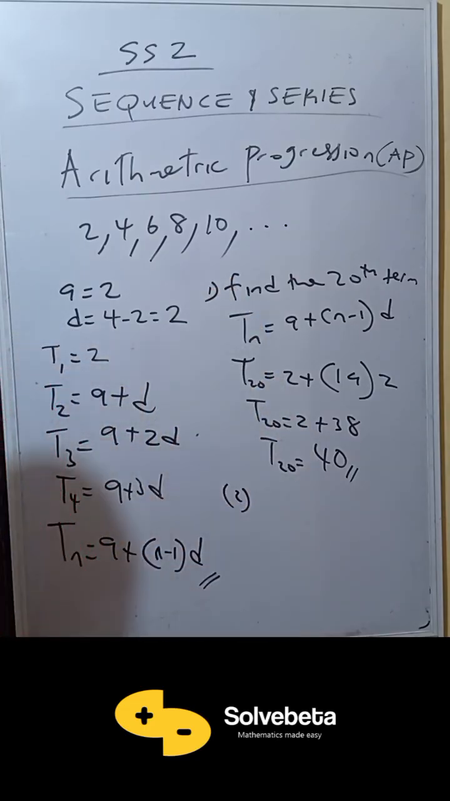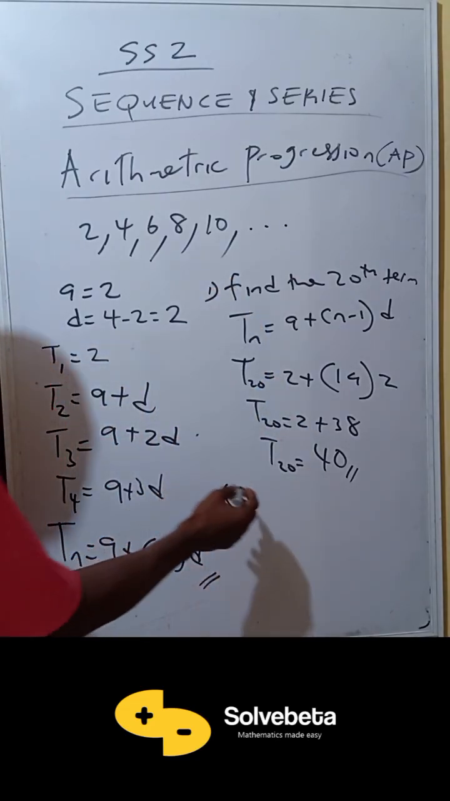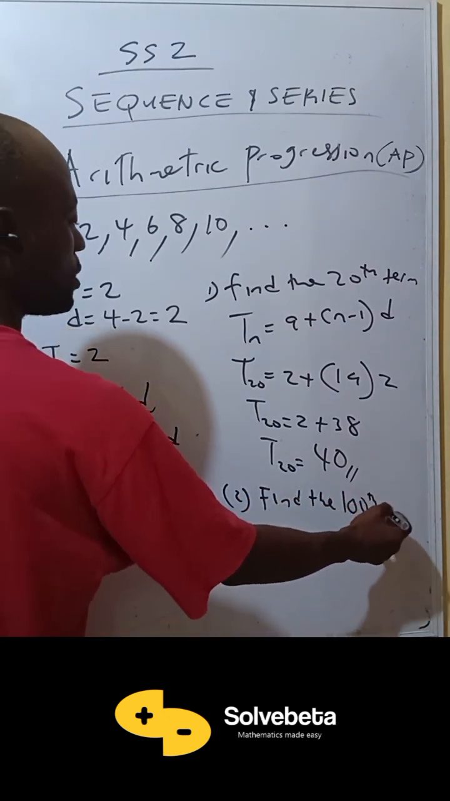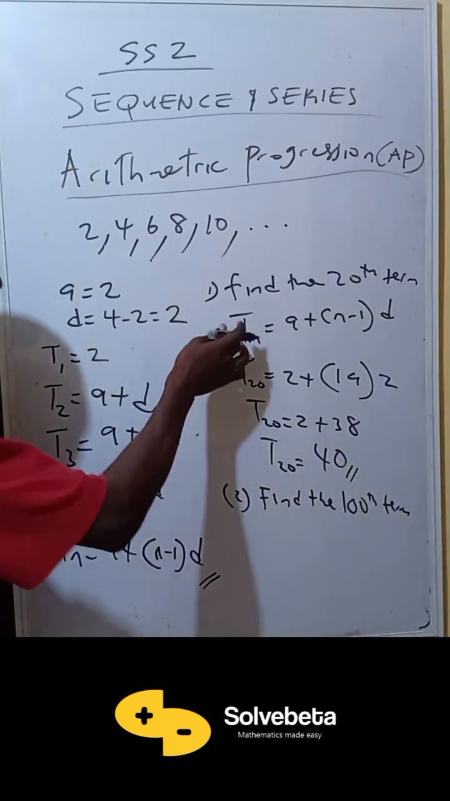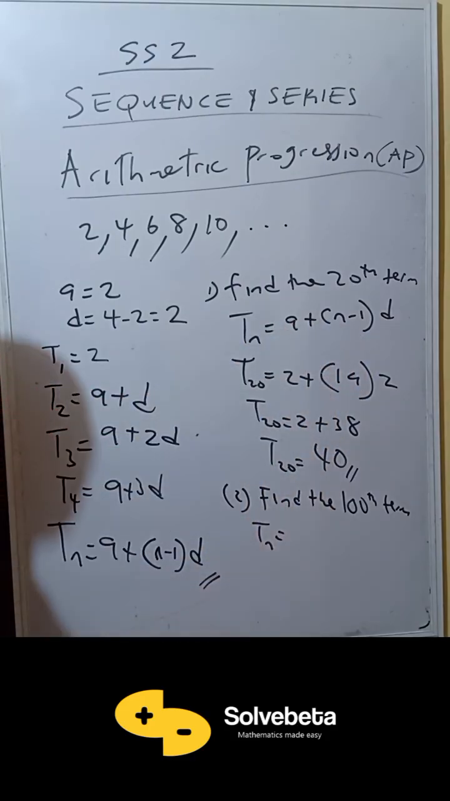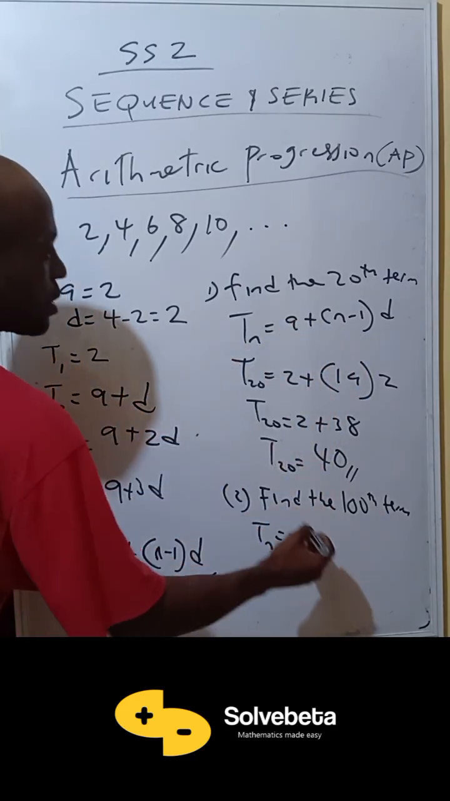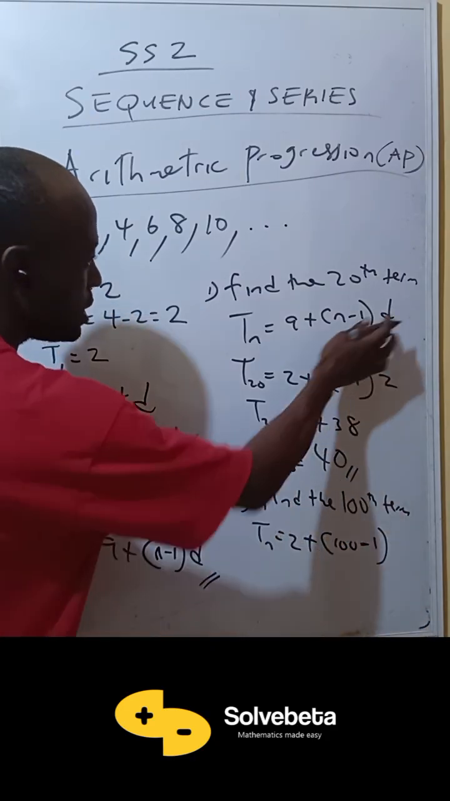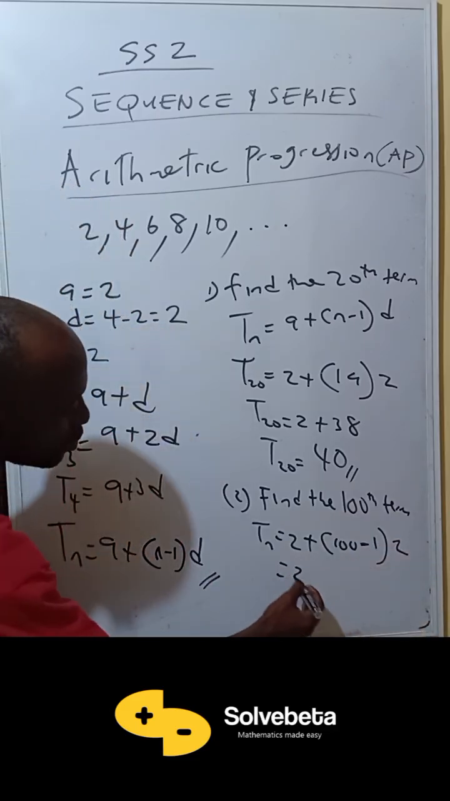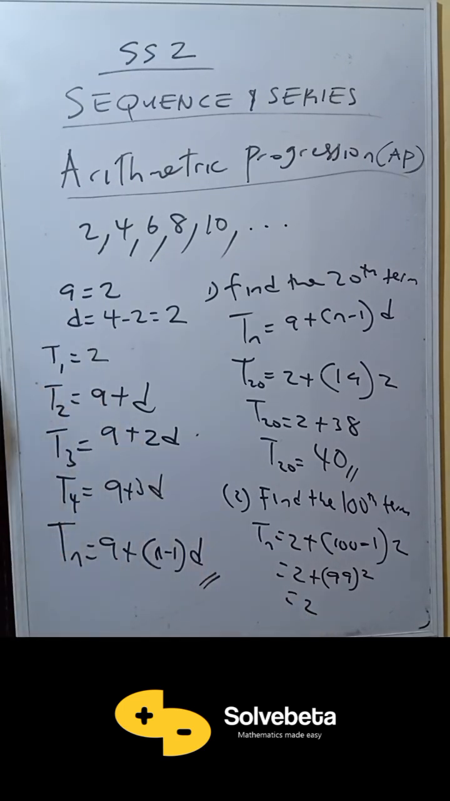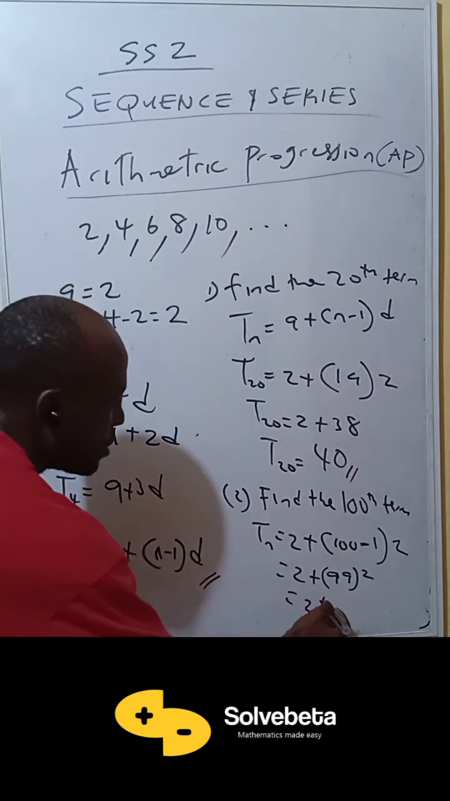Now let's look at another one. Find the 100th term. See the same formula, this formula we're going to use. I'm not going to write the formula because it's already here. Tn is equal to a, 2, plus n is 100, 100 minus 1. What is d? D is the same, 2. So this will be 2 plus 99 times 2. What is 99 times 2? 108? 99 times 2 is 108, right? 2 plus 108, which is 110.